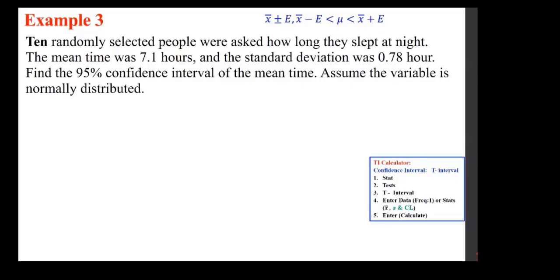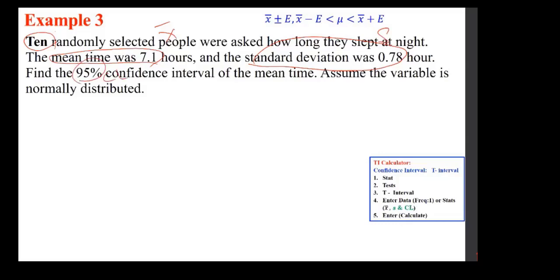It's important to read and write the given. For example, the very first number is 10, so that's your n. The next number is 7.1. It says it's the mean, so x bar. Remember, why is it x bar and it's not mean? I want to make sure everybody understands. 10 randomly selected people were asked how long they slept that night. So 7.1 pertains to those 10 subjects. And those 10 subjects have a standard deviation of 0.78. And that is S, 95% confidence interval.